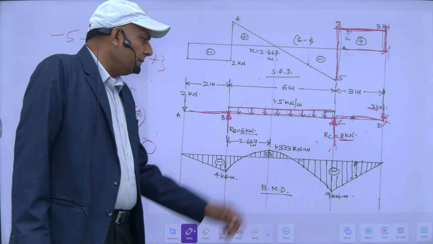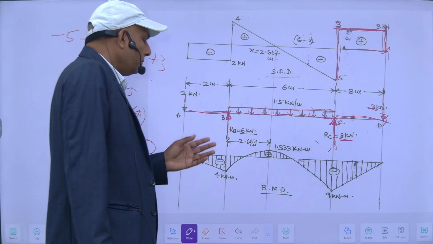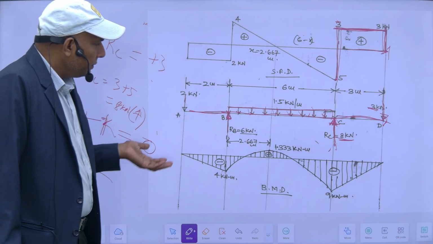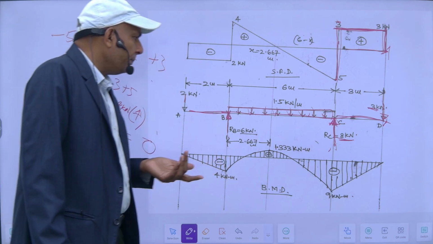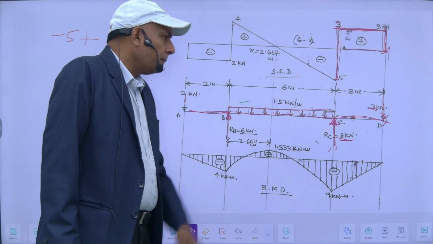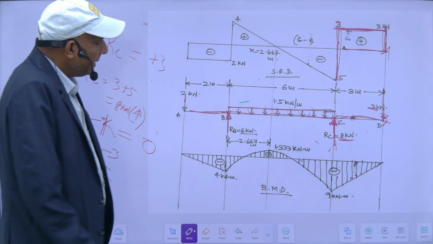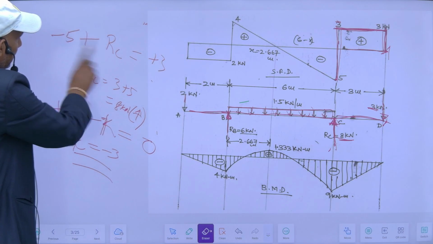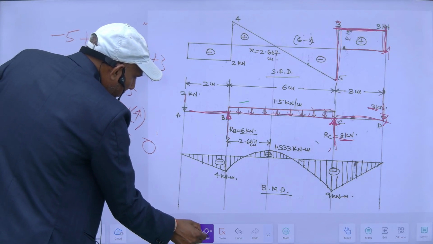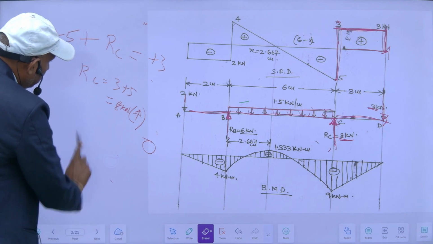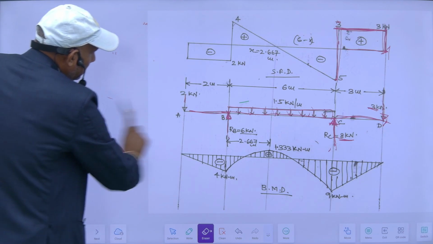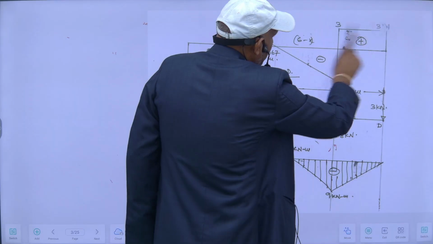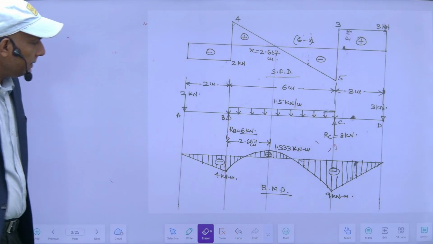From this loading diagram, I have the values of both the reactions RC and RB and everything which is required to draw the bending moment diagram, that's available on the screen. So with this I can draw the bending moment diagram. This is now very easy. Once I get the loading diagram, I can draw its bending moment diagram very easily.